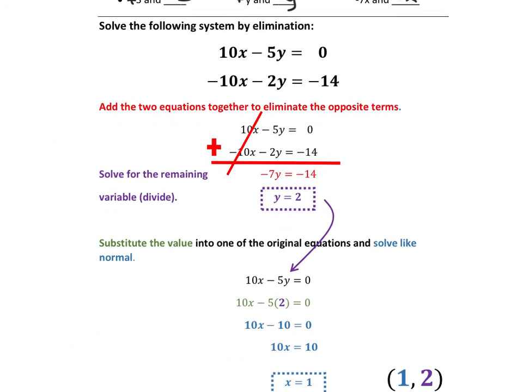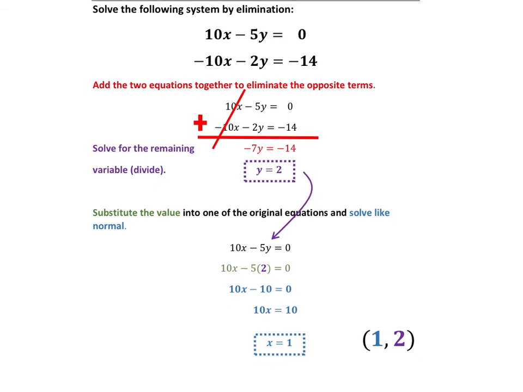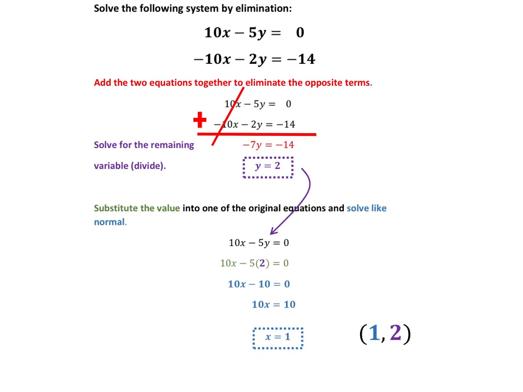Here's a completely worked out example for you, and we're going to walk through the steps of it together. So we're given the following system: 10x minus 5y equal to 0, and negative 10x plus 2y equal to negative 14. The very first thing that I want to do when I'm doing these kind of elimination problems is label my equations number 1 and number 2. It's just because then we don't have to refer back to them as the top and bottom.